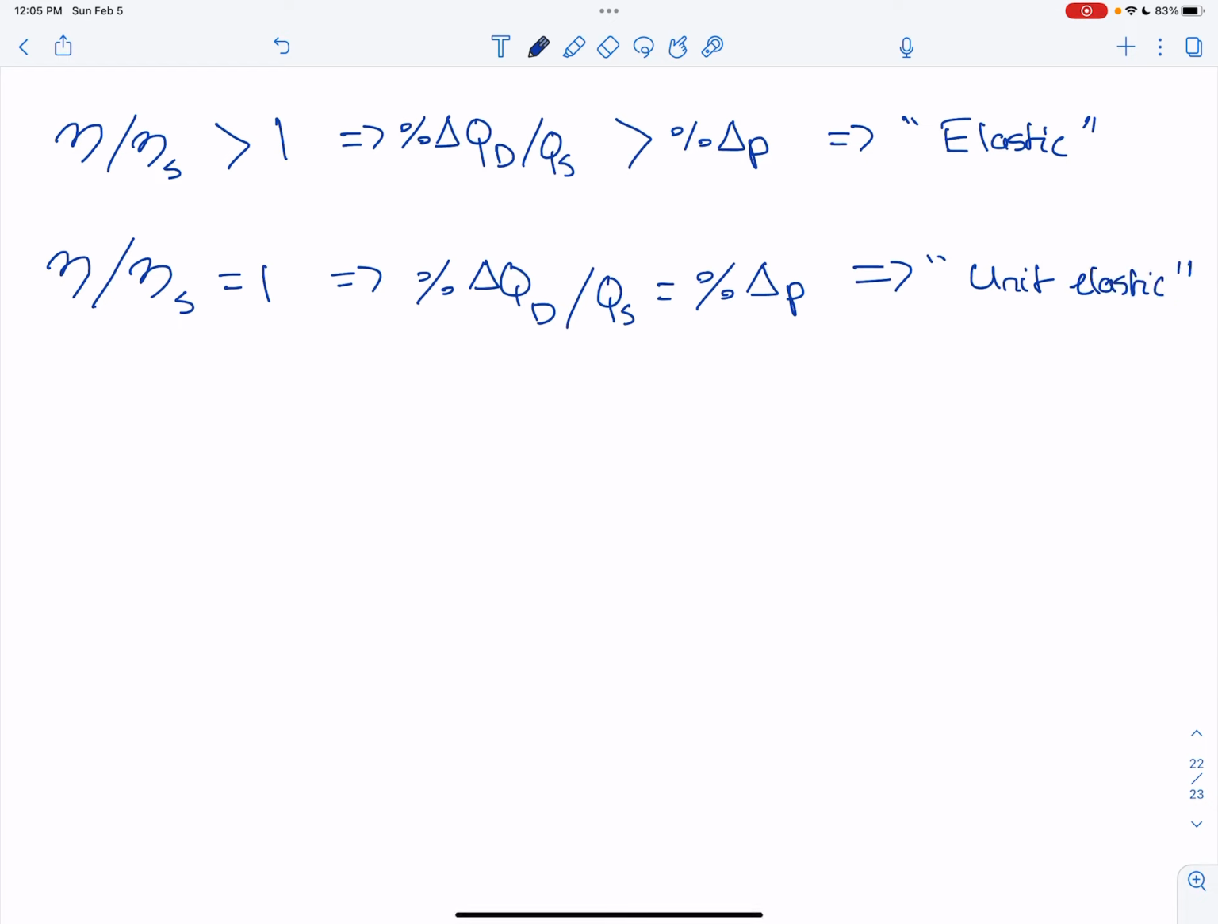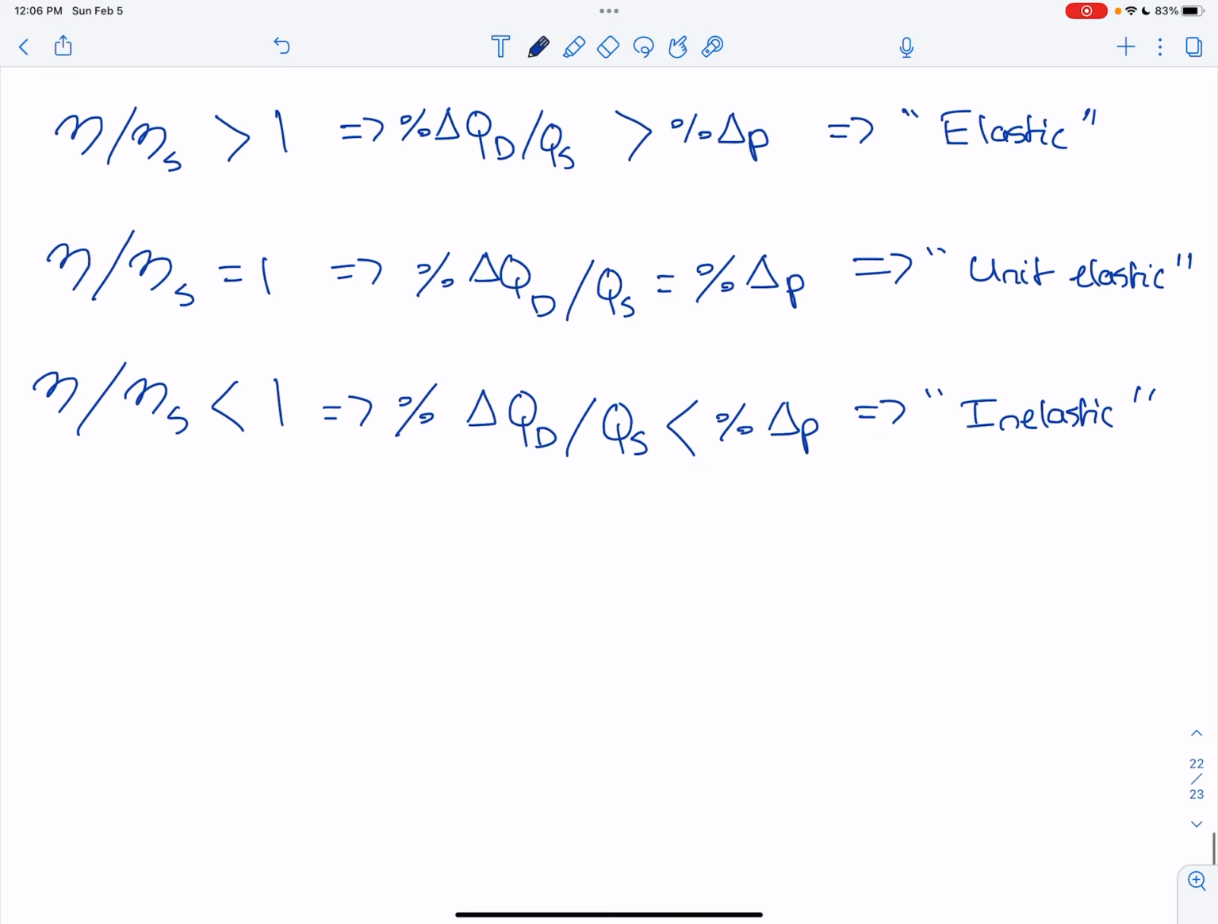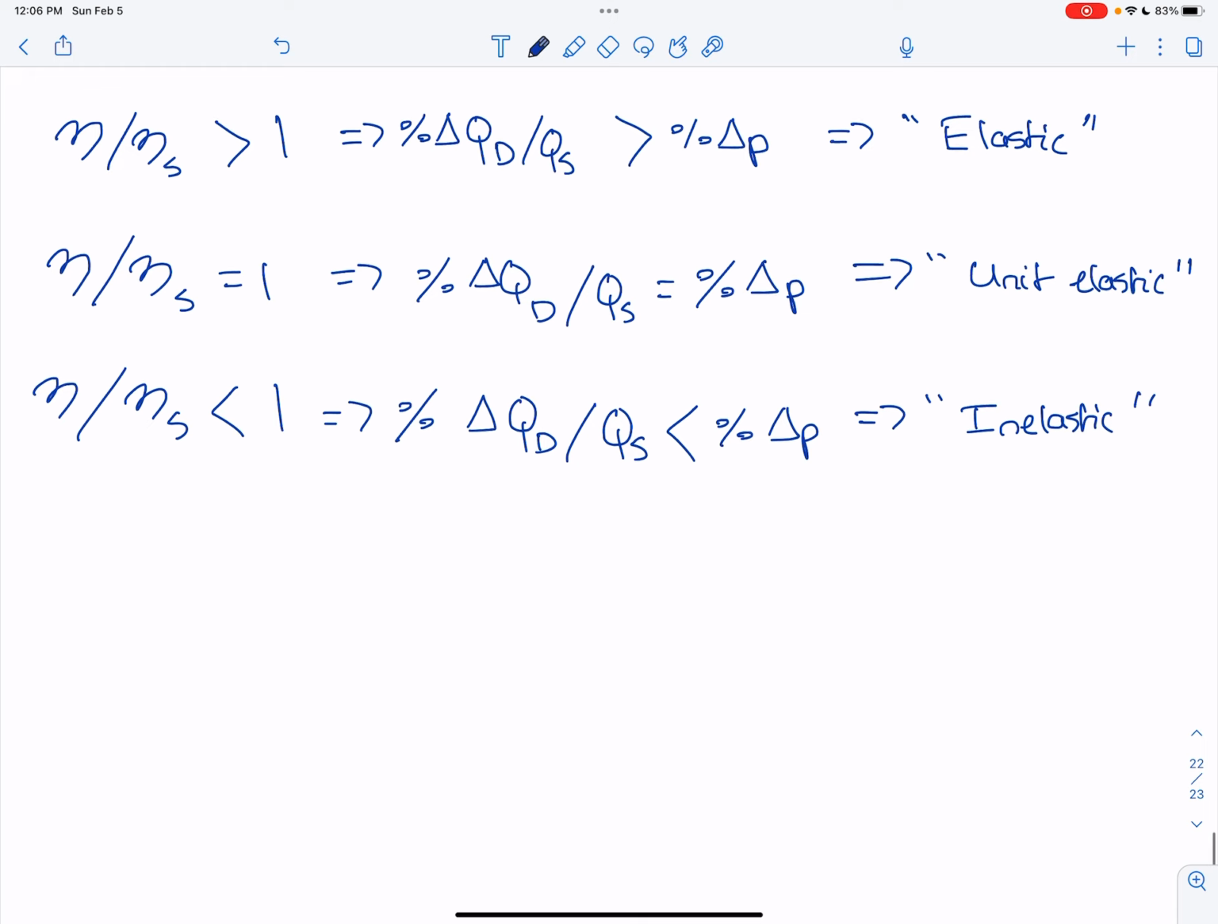Okay? And then finally, if elasticity is less than 1, then our percentage change in quantity demanded or quantity supplied is less than the percentage change in price, and we refer to this as inelastic. Okay. Again, the economic meanings here should be pretty clear.